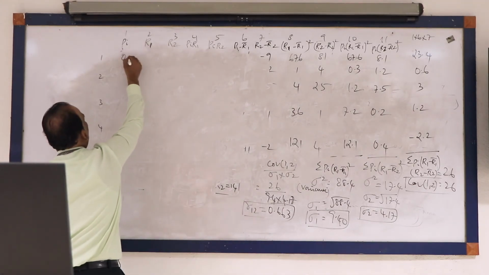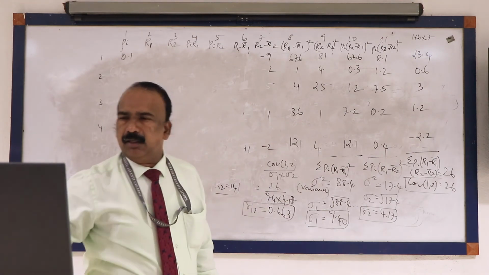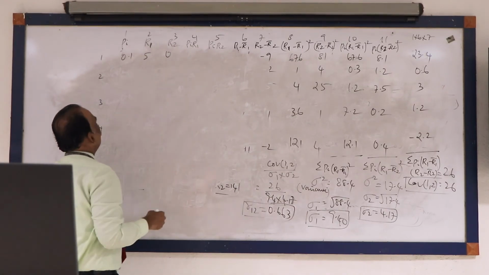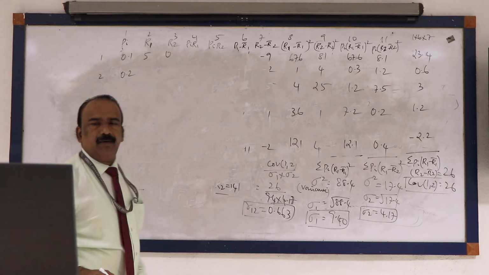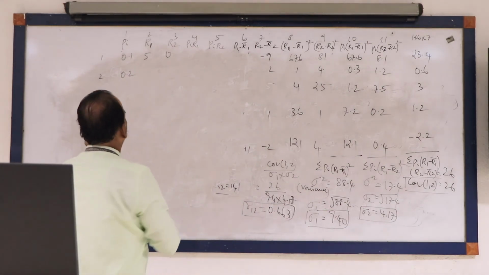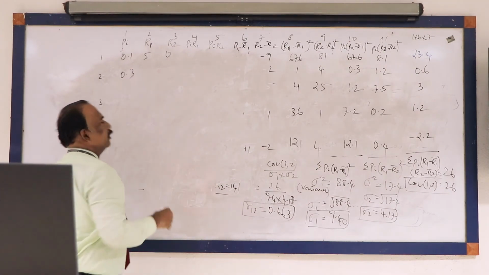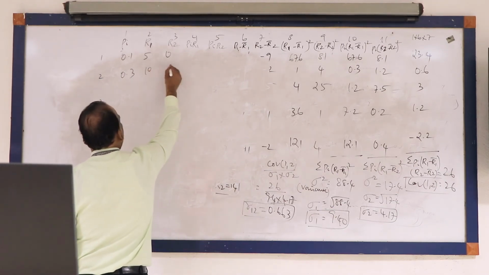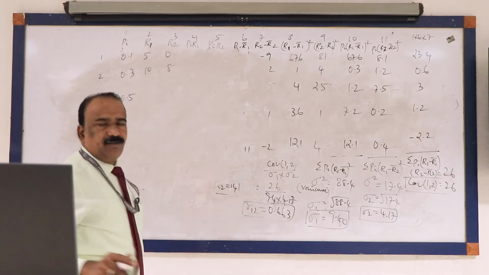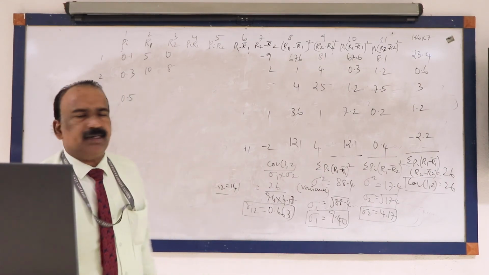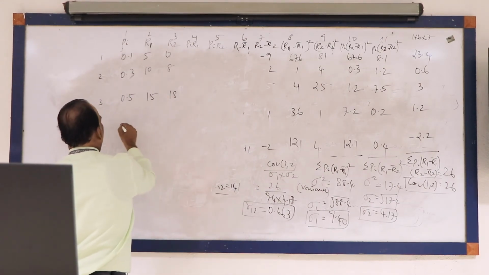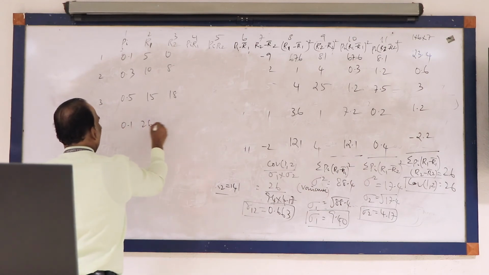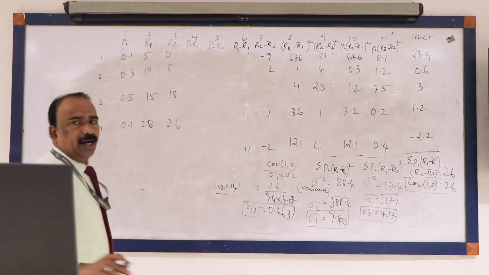The first probability is 0.1, with returns 5% and 0%. Second one, sorry, 0.3, with R1 is 10% and R2 is 8%. Then 0.5 probability is 15% and 18%, then we have 0.1, with 20% and 26%.